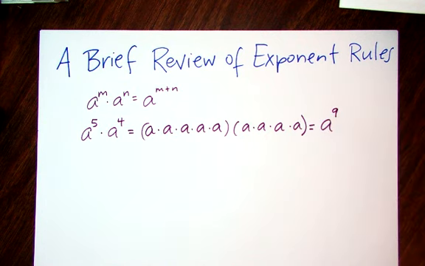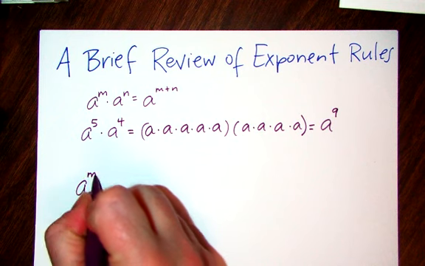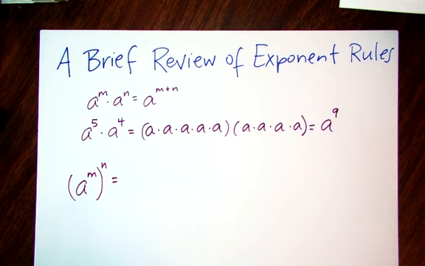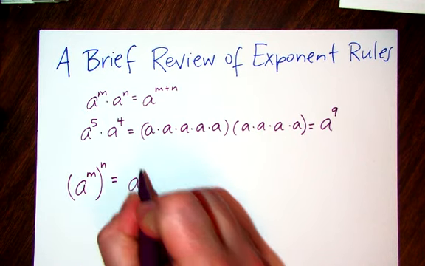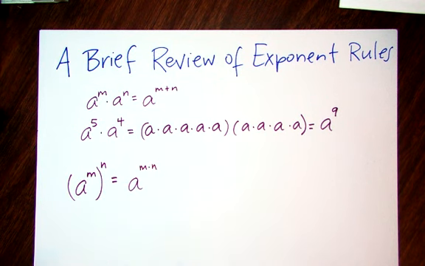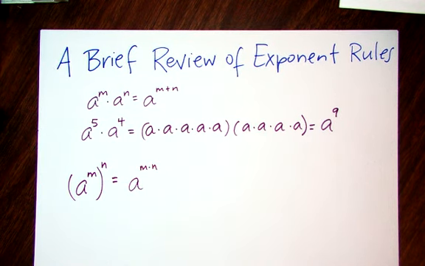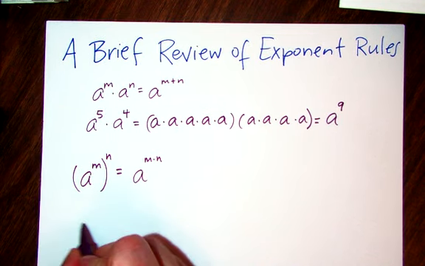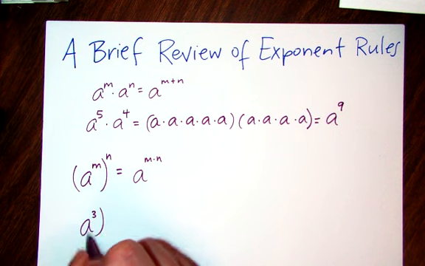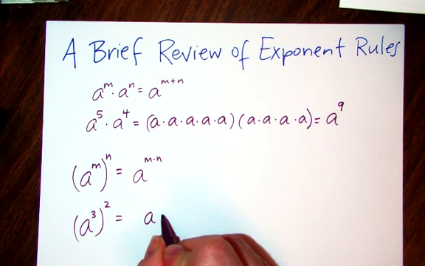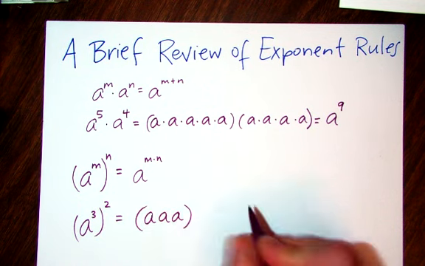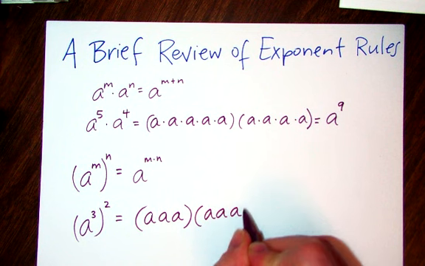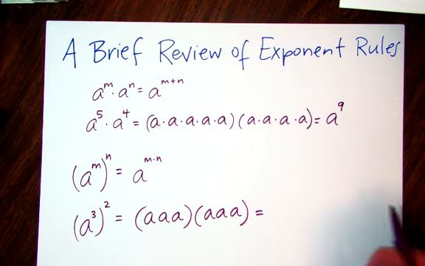If we're raising a power to a power, we can see that what we're actually going to do here is multiply the exponents together. And again, if we put in some numbers, it's easier to see why this is the case. So if I take a to the third, we can see that that would be 3 a's. And if I square a to the third, it says multiply 3 a's by itself twice, and I would get a times a times a times a times a times a, which would be a to the sixth, or in other words, 3 times 2, multiplying the two exponents together.